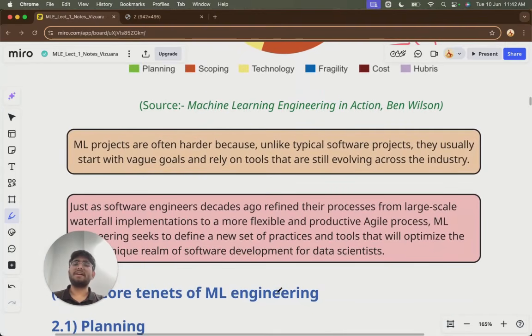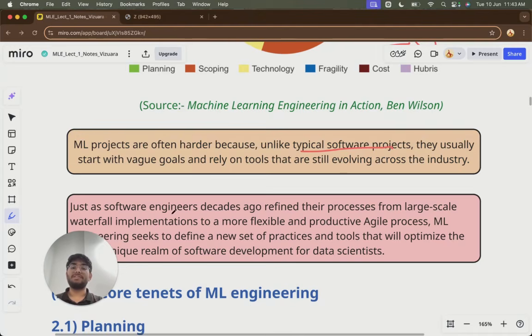Now, ML projects are often harder, unlike typical software projects. They usually start with a vague goal, and they have to rely on evolving tools. Every day when I open LinkedIn nowadays, I see there's a new AI tool. People have developed different AI agents. So every day I wake up, I think there's some new algorithm. Till now I was learning LLMs, then suddenly I think I have to learn AI agents. So this change happens very fast, and matching this pace is difficult. This is not what typical software projects go through. So for ML projects, we need to think about how we are going to keep up with the industry trend.